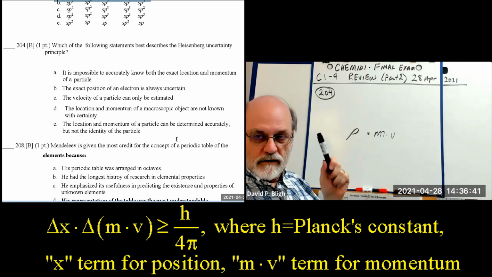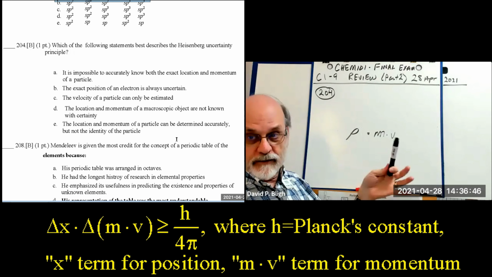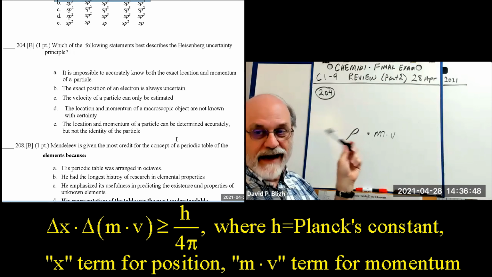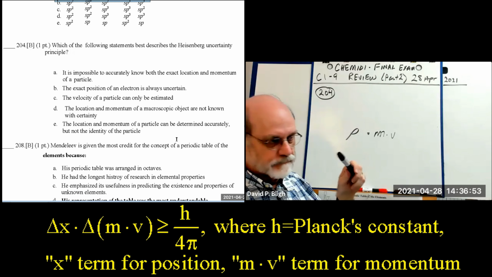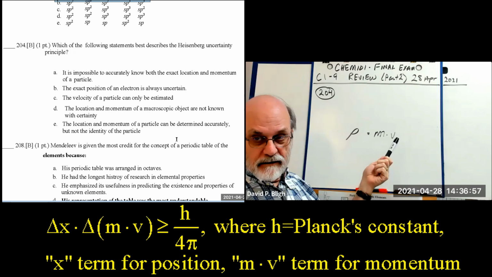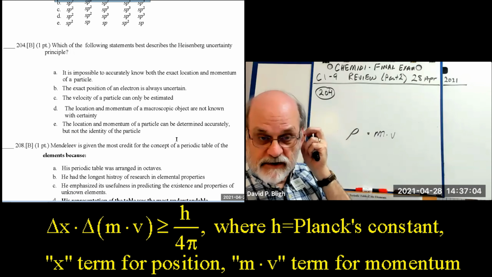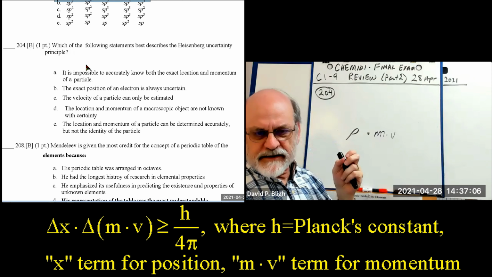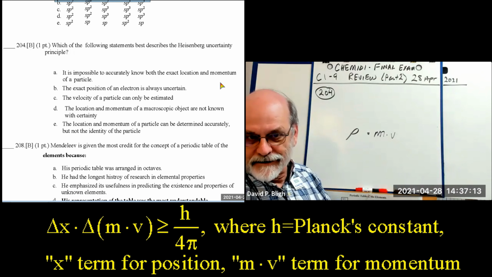You can't know, for small particles like electrons and atoms for that matter, exactly where it is and how fast it's going at the same time. If you know how fast it's moving, you know its momentum, you can't know where it is. That's what Heisenberg said. Let's see which one of these statements matches that. It's impossible to accurately know both the exact location and the momentum of, well, there it is, right there.